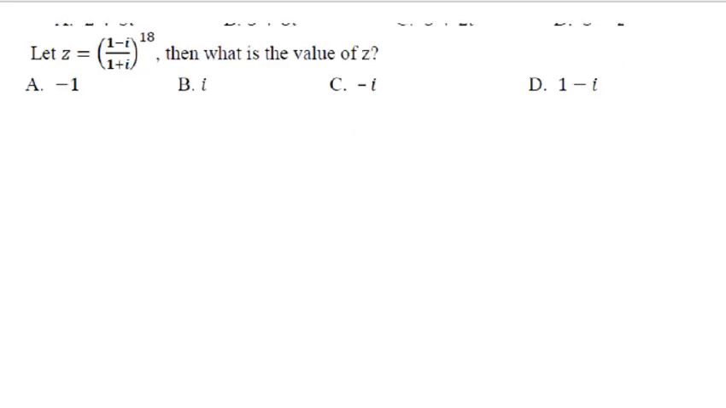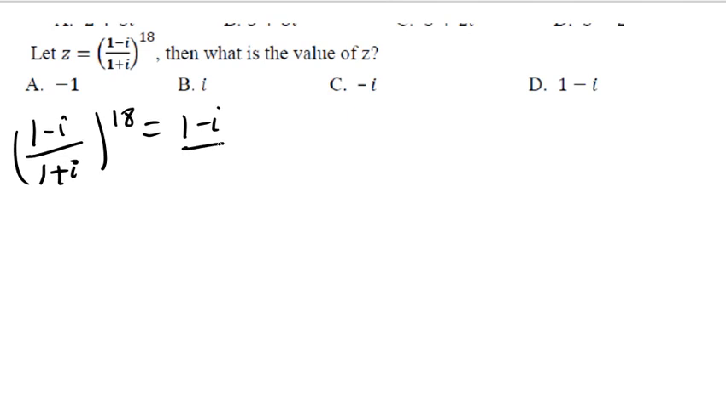The next question again, it says 1 minus i over 1 plus i, the whole to the power of 18. We can write this as 1 minus i squared over 1 plus i squared, because this exponent will be given for each, then the whole to the power of 9.